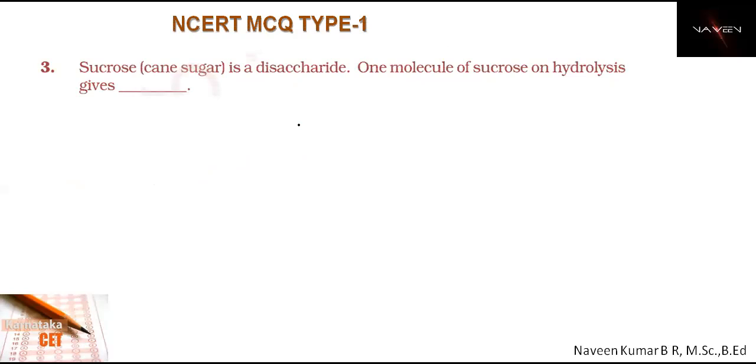We'll move on to the third question now. Sucrose, a cane sugar, is a disaccharide. One molecule of sucrose on hydrolysis gives what? We know that sucrose is made up of alpha D glucose and beta D fructose, with an alpha 1,2 glycosidic linkage.